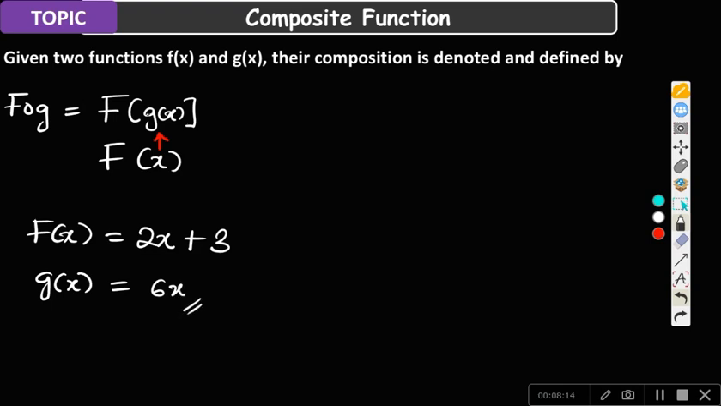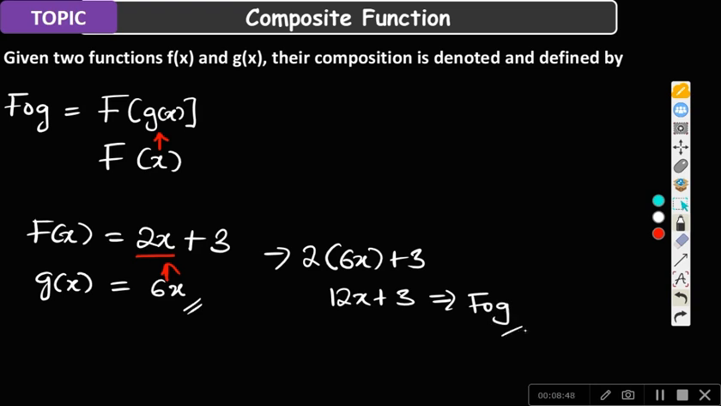Now, whenever you look at f of x, this is the expression of f. Wherever you see x, put in the value of g of x. The value of g of x is what? 6x. So if you put in this value, this is going to give us 2 brackets 6x plus 3. 2 times 6x is 12x plus 3. And this is what we have as our f of g. Is that okay?